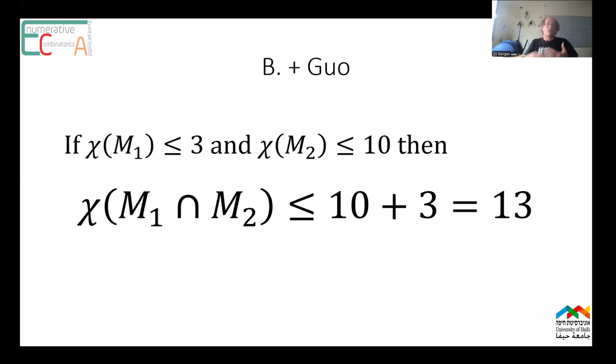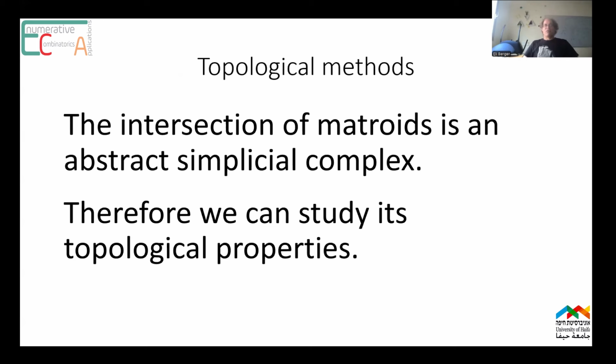So let me say a few words about how we prove this. The main idea in the proof of this, and also the proof from 2006, is to use topological methods. The intersection of matroids is an abstract simplicial complex. Every subset of an independent set is also an independent set. So we can study it by studying its topological properties.